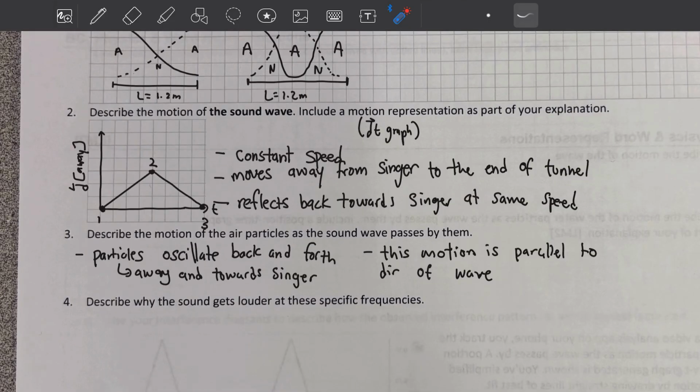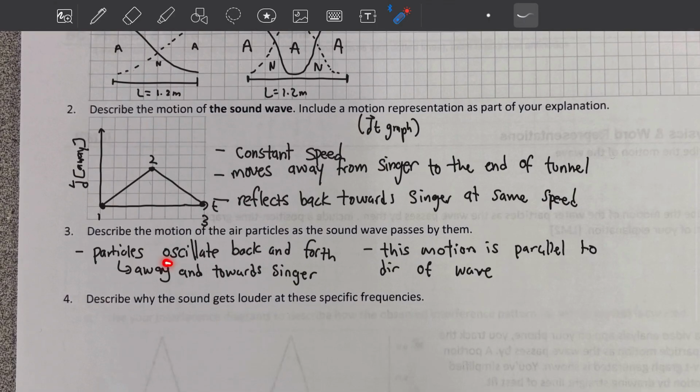The next question asks us to describe the motion of the air particles as the sound wave passes by them. So in this case, the particle will oscillate back and forth, and it will do this either away or towards the singer. It's also important to note that the motion is parallel to the direction of the wave, and the reason for this is because the sound wave is longitudinal. If it was a transverse wave, then you would have a perpendicular motion to the direction of the wave.